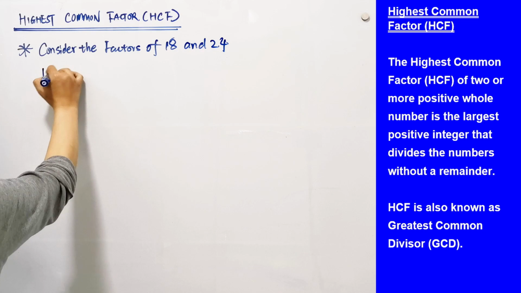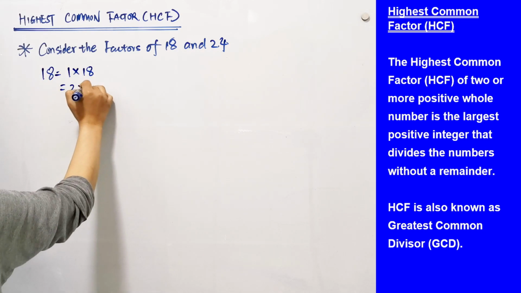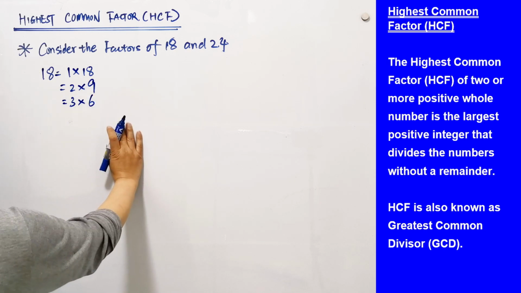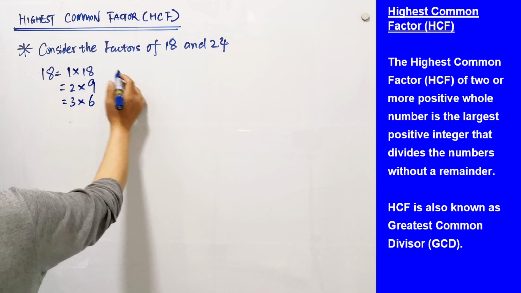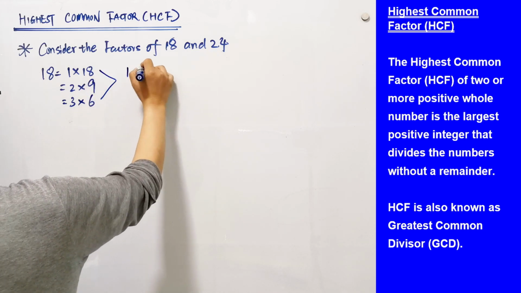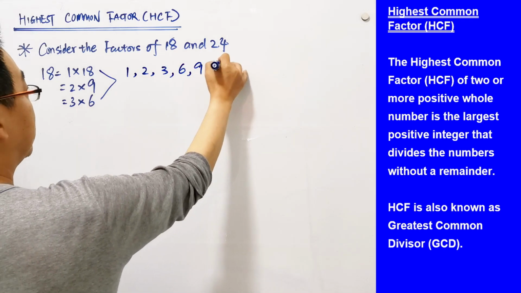Okay, so 18. So for 18 we have 1 times 18, right? Then we have 2 times 9, right? We have 3 times 6, right? So these are the factors of 18. So we have 1, 2, 3, 6, 9, 18, right?